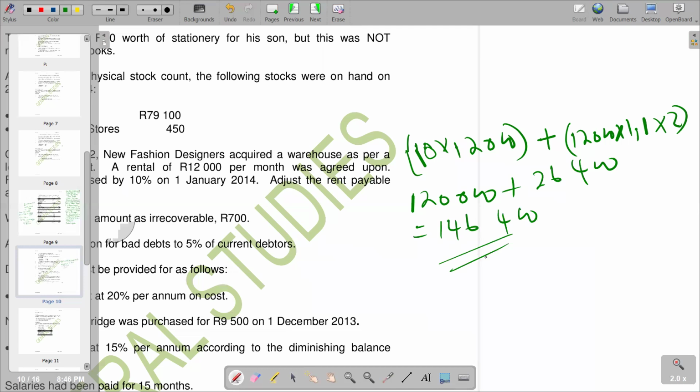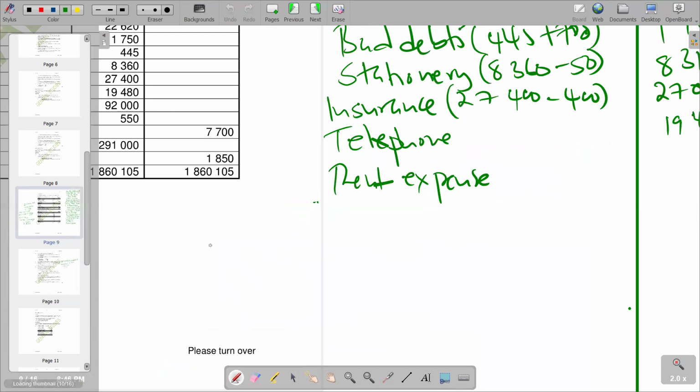So this is total rent that was supposed to be paid. But what was paid now, we go back to check what was paid for rent. So we have it there.